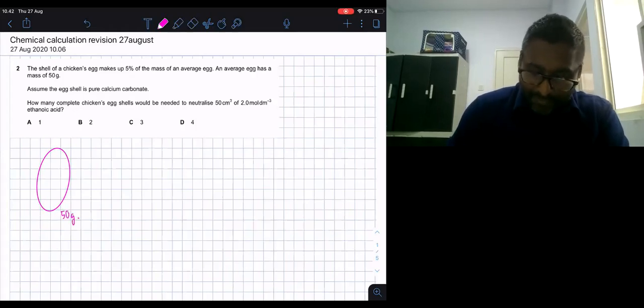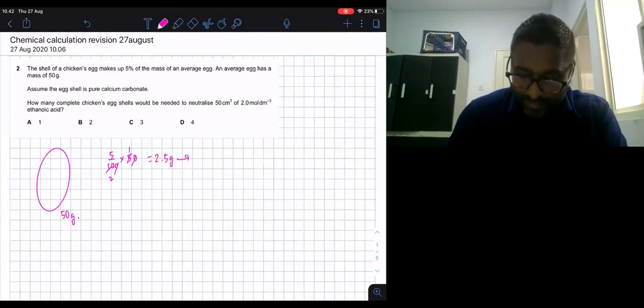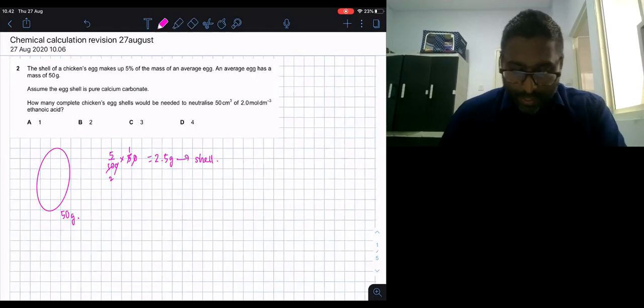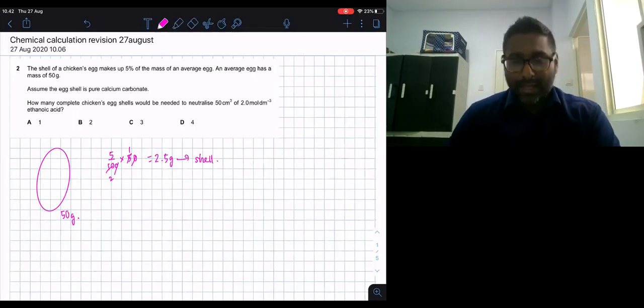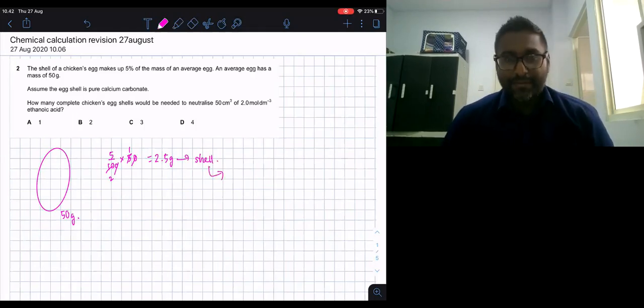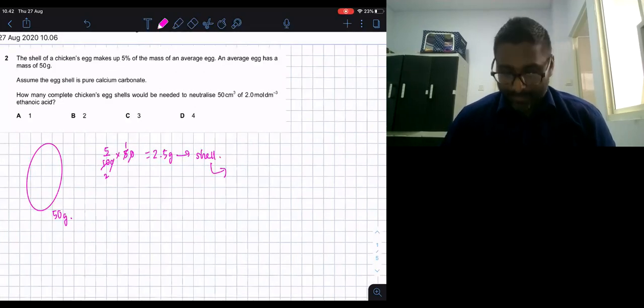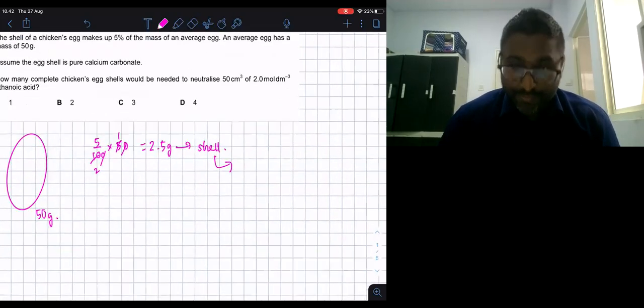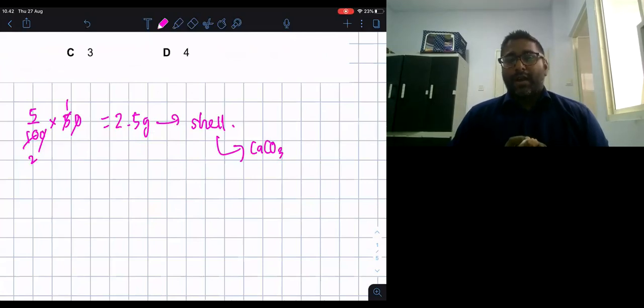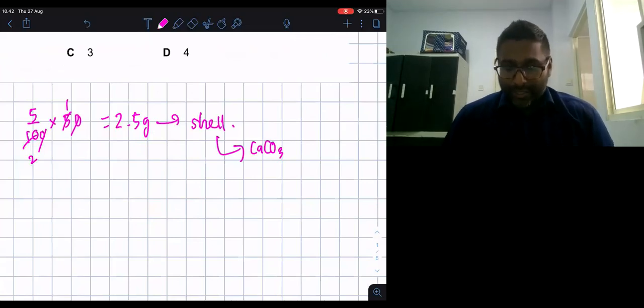So if it is 5%, 5 over 100 times 50, you are going to get 2.5 gram. It means 2.5 gram is the mass of the shell. And then they say the shell is made of calcium carbonate. So that is according to the question.